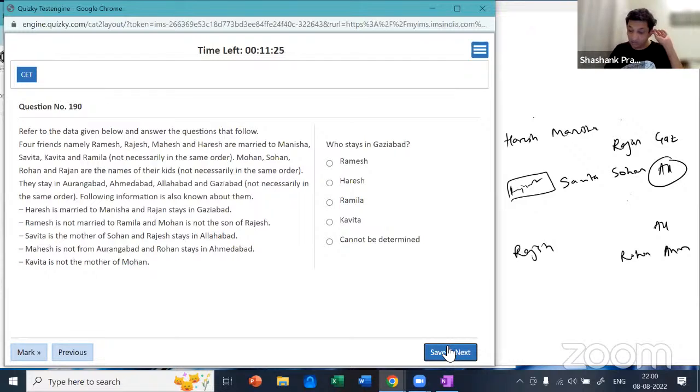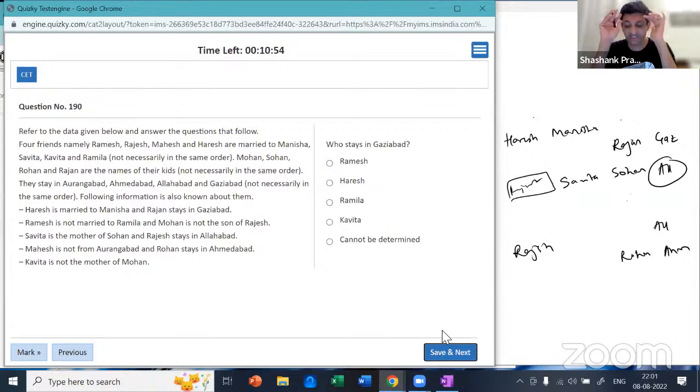Okay, let's see. Who stays in Ghaziabad? Okay. So Haresh is done. Haresh is not there. Rajesh is not there. Ramila and Kavita. Okay, who is not the mother of whom? Kavita is not the mother of Mohan. So Mohan will be here. Kavita can be either. Mahesh is not from Aurangabad, which is fine. Rohan is in Ahmedabad, which is okay.